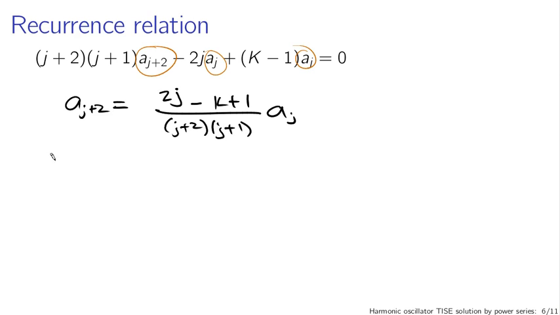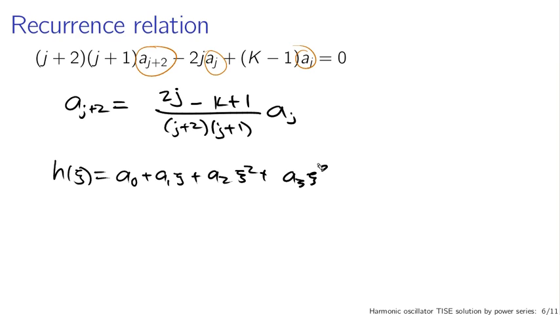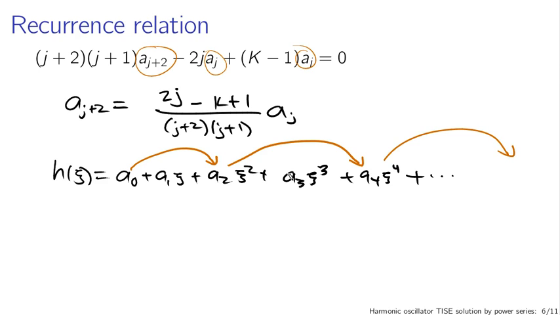So if you remember our original expression for h of c, it was a0 plus a1 c plus a2 c squared plus a3 c to the third plus a4 c to the fourth, etc. If I told you what a0 was, you would be able to use this expression, substituting in 0 for j. You could tell me what a sub 2 was. So a sub 0 determines a sub 2. A sub 2, in turn, using j equals 2 in this equation, you could tell me what a sub 2 plus 2, a sub 4, is. So a sub 0 determines a 2, determines a 4, determines a 6, in an infinitely long chain.